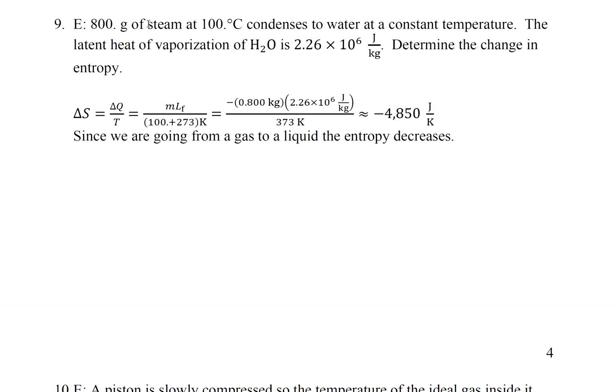So steam, which is a gas, condenses to water, which means it becomes a liquid. So we're going to decrease our amount of entropy. So that's why the solution here is negative. So delta Q is given to us, the mass is given to us. We just have to convert degrees Celsius to Kelvin.